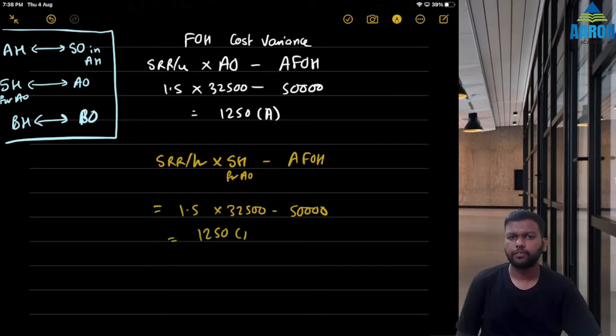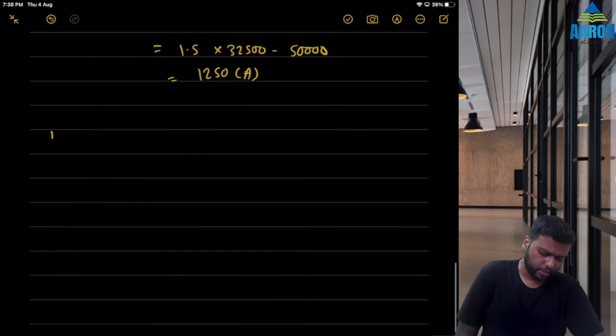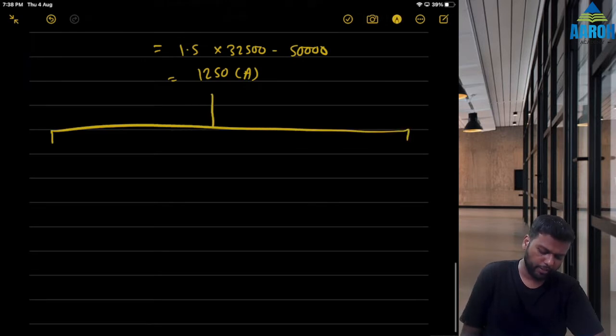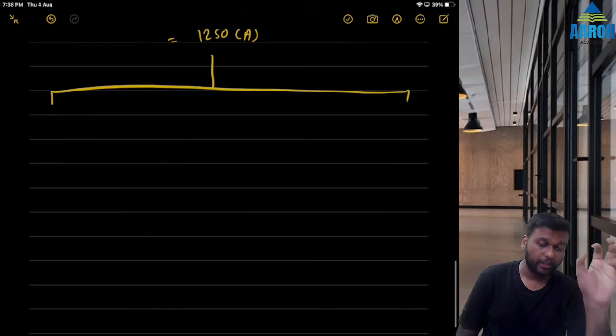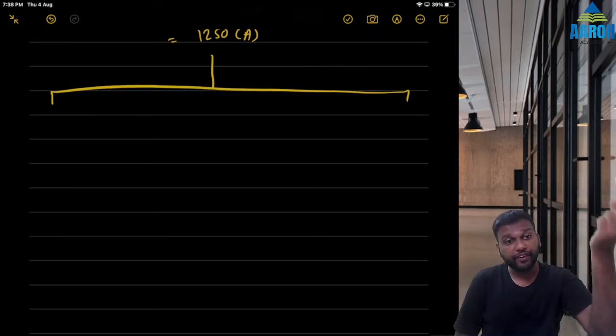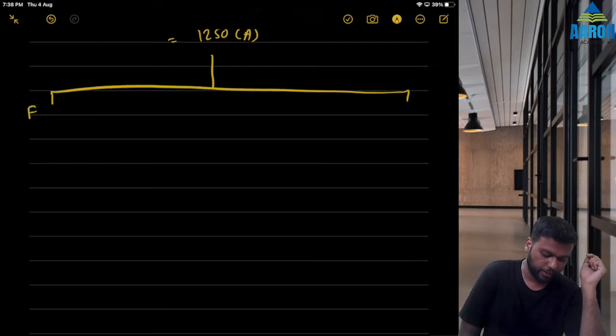Okay, fine. Next, there are two parts to this formula. Fixed overhead absorption can change because of either a change in fixed cost, which is called fixed overhead expenditure variance.